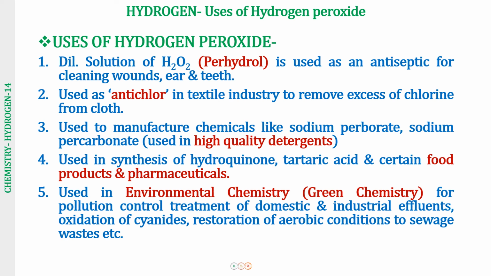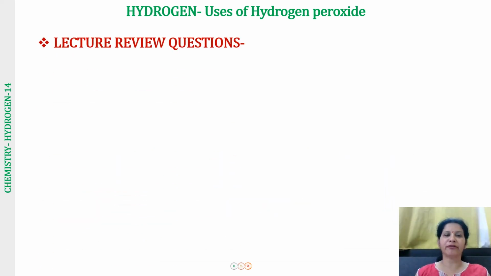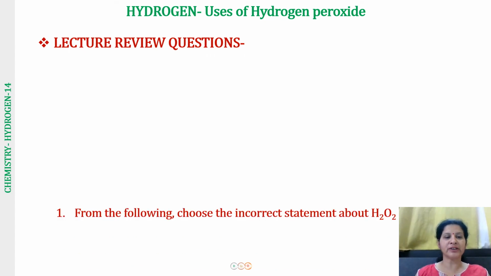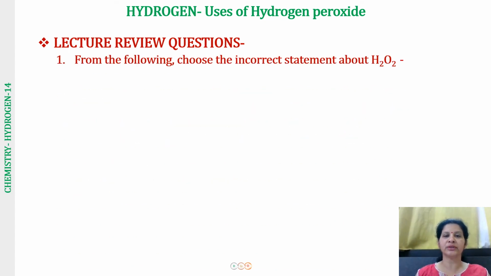So now let us look at a few questions from this lecture. For today's lecture, there are not going to be 5 questions for the lecture review questions. There are going to be 8 questions, because many questions have come in previous year examinations from this topic. So the first question is: from the following, choose the incorrect statement about hydrogen peroxide.